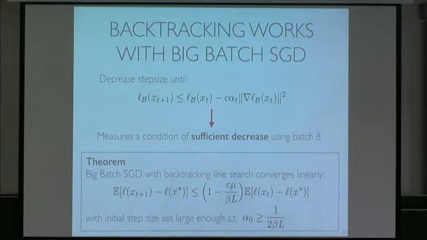Then we can prove that in the strongly convex case, you get back a linear convergence rate, just like we did with a fixed step size, but this time with a line search. We can get back a linear convergence rate, provided you start with a large enough initial step size. Right? So we can prove convergence using these sorts of adaptive step size routines.